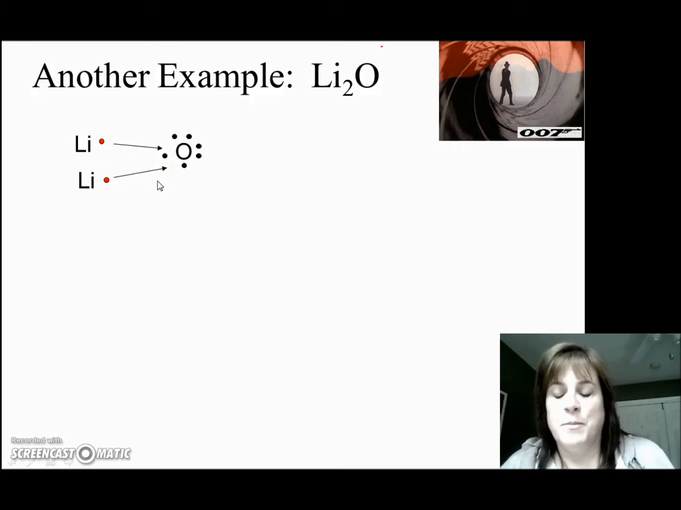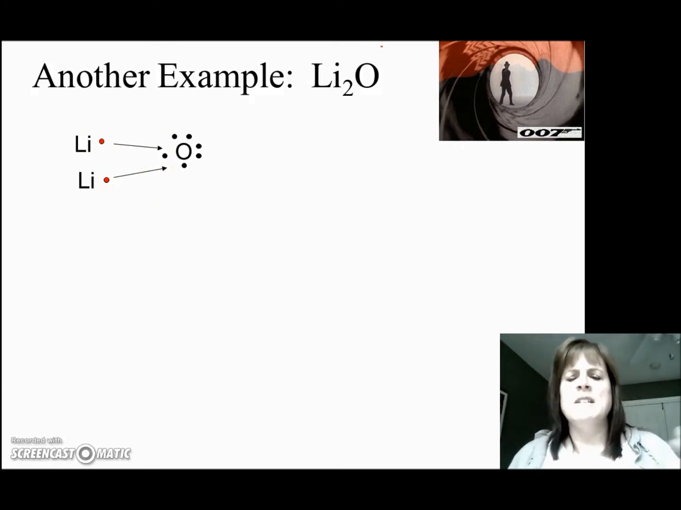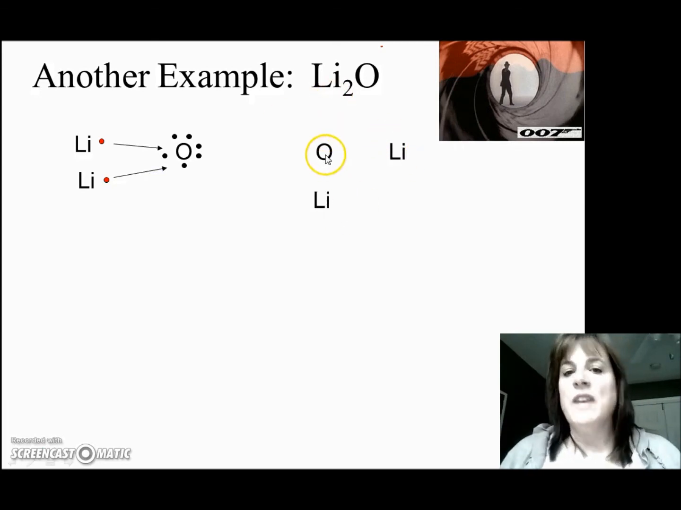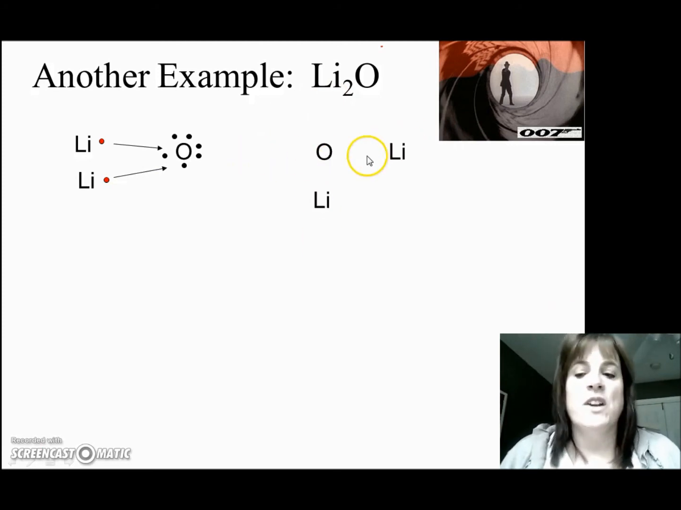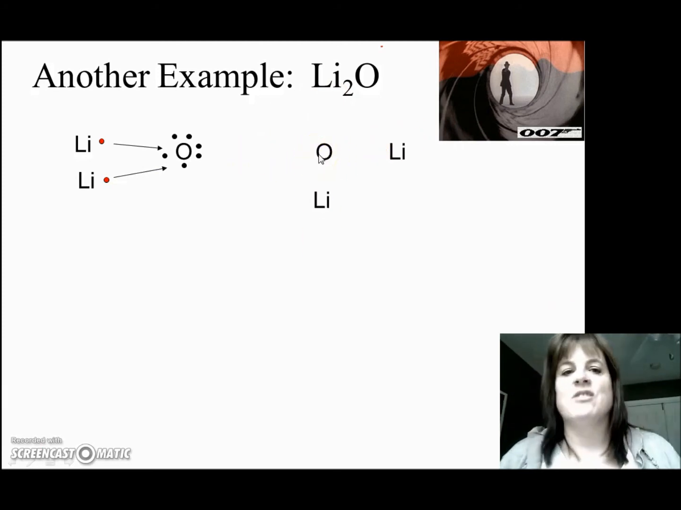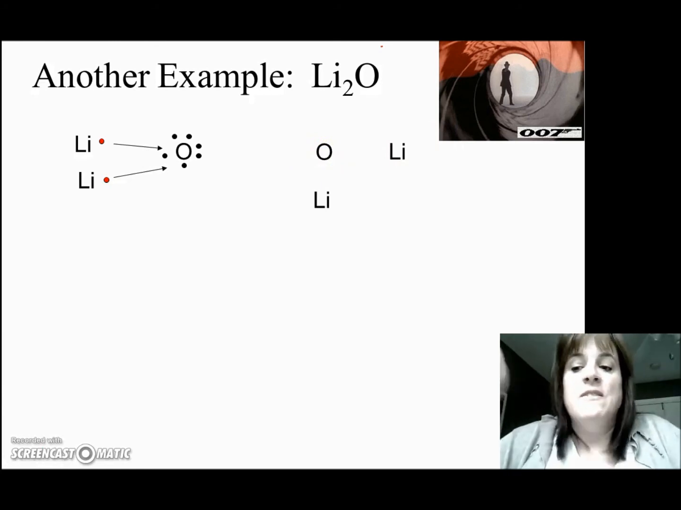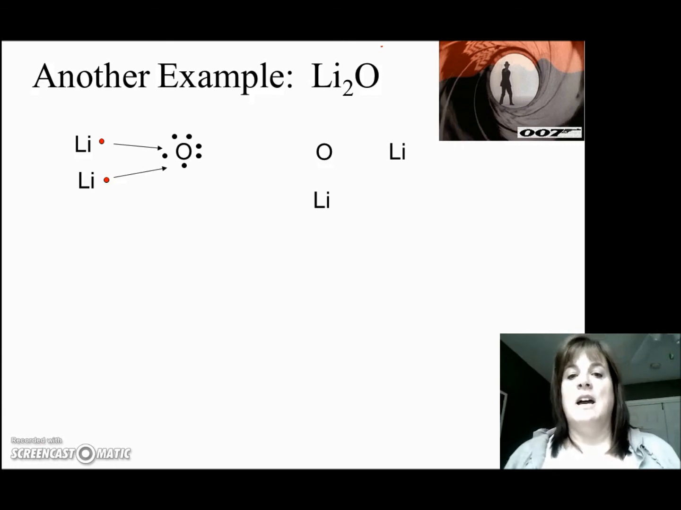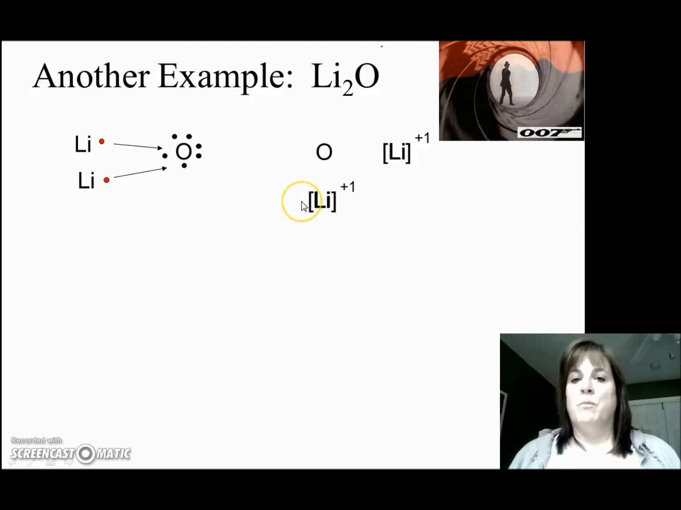Now here I have multiple atoms. Right, magnesium was just 1 magnesium, 1 oxygen. So first thing I do is I write the elements, and I'm just going to put the lithiums around the oxygen. It doesn't matter if I put them like this or in a straight line, as long as they're around the oxygen to show that lithium's giving its electrons to oxygen. Next step, put brackets around the lithium and a charge to indicate how many electrons it lost. So each lithium has 1 to lose, so brackets +1 for each of them.